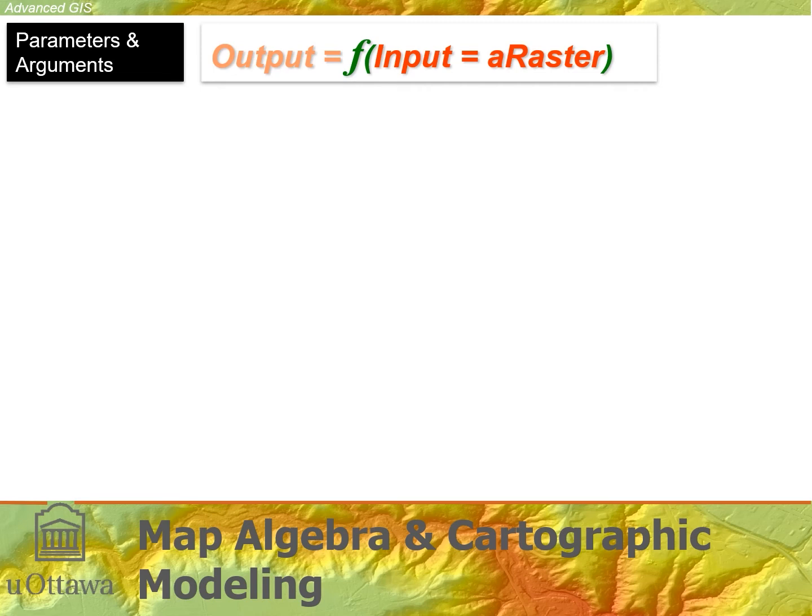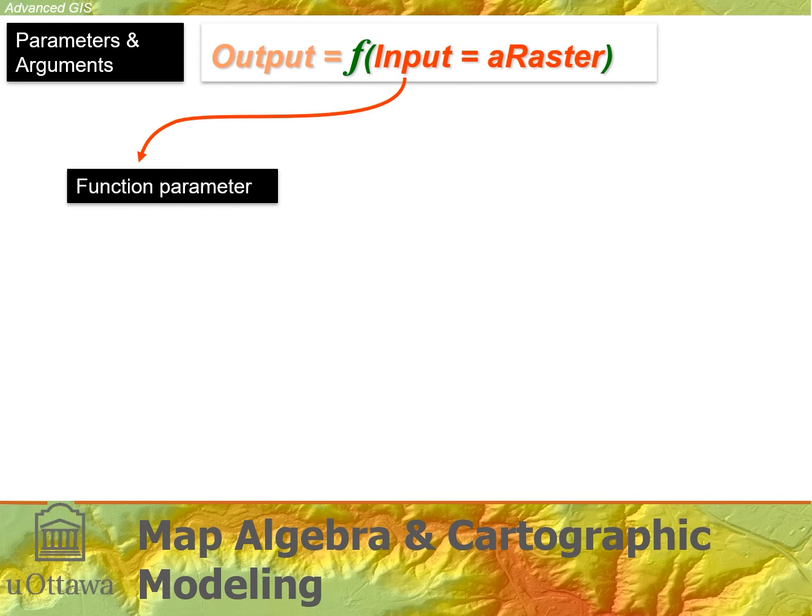So here we have our output equals a function of input equals something. So what are these things in there? Well, input, so you notice it says function of input equals, that input is called a function parameter. And what we set that parameter to is the argument. So a raster is an actual raster that exists in your table of contents, for example, and input is what the function you're using calls that particular required parameter, and it defines the input as having to be a certain type of thing. So we have parameters and arguments.